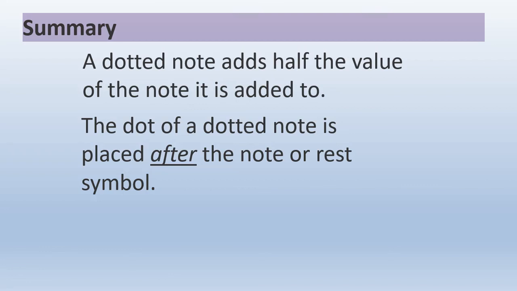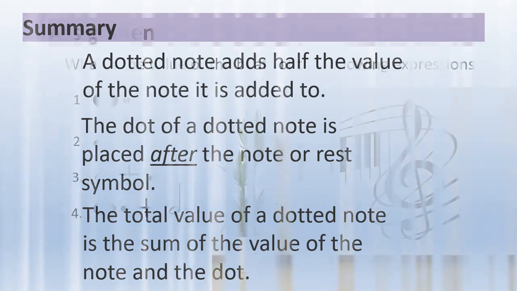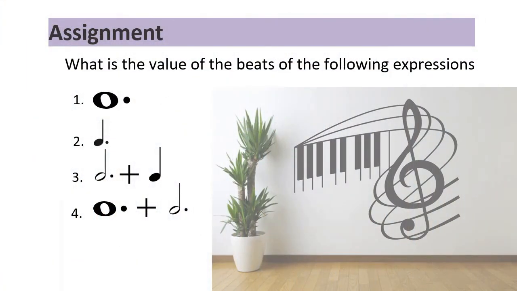Then finally, the total value of a dotted note is the sum of the value of the note and the dot. So when you are told to find the total value of a dotted note, you must first know the value of the note, and then the value of the dot. You add both together, and that gives you the total value of a dotted note. That brings us to the end of this lesson.